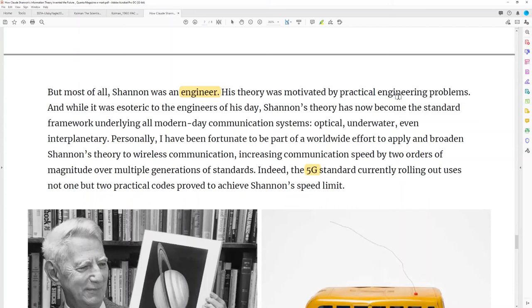But I do not give him credit for establishing control theory, because he was not driven by practical engineering problems. He was not driven by practical engineering problems because he didn't even know what those were. In my opinion.